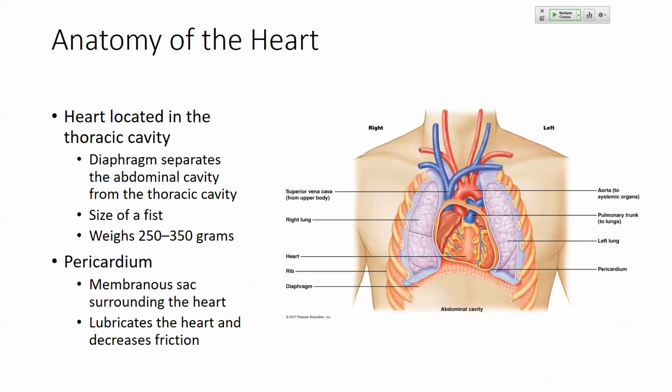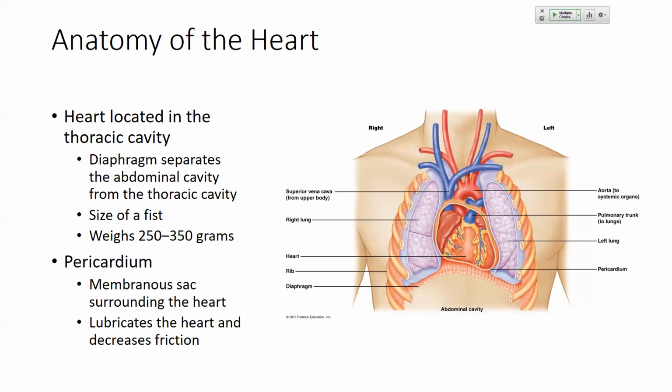Now, if you're a bigger person with a bigger fist, your heart is likely bigger. A smaller person, a woman or a child, your heart is also likely smaller. It sits on top of the diaphragm, which is that muscle that's important for breathing. And that muscle pretty much separates the abdominal cavity, which is below, from the thoracic cavity, which is above.